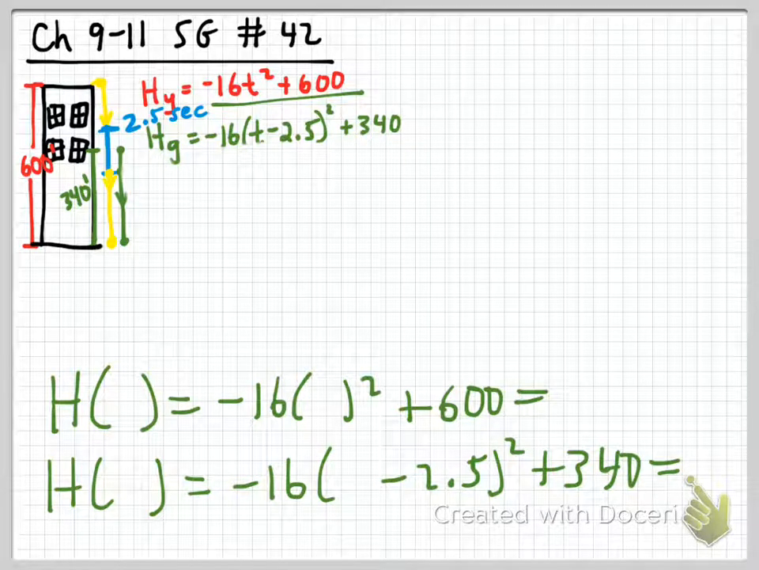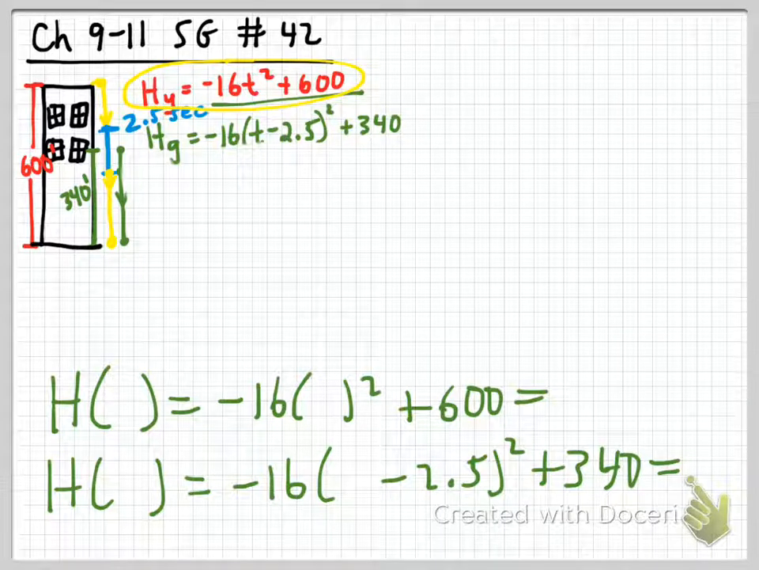So problem 42, I already wrote out the equations. The 600-foot tall building, somebody drops a yellow ball. I figured the yellow would be a little bit hard to see, but the yellow height is given to be this equation here, negative 16t squared plus 600.